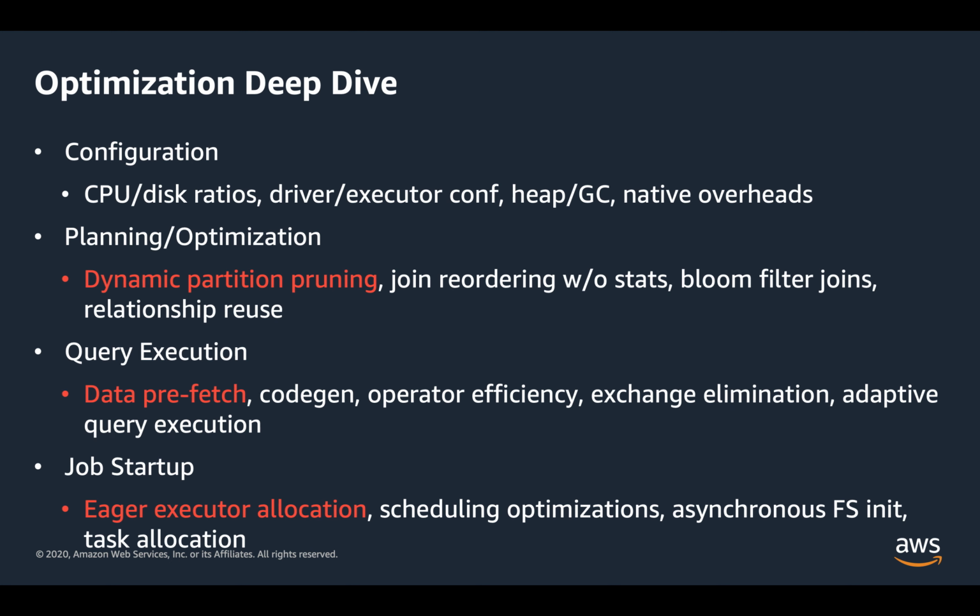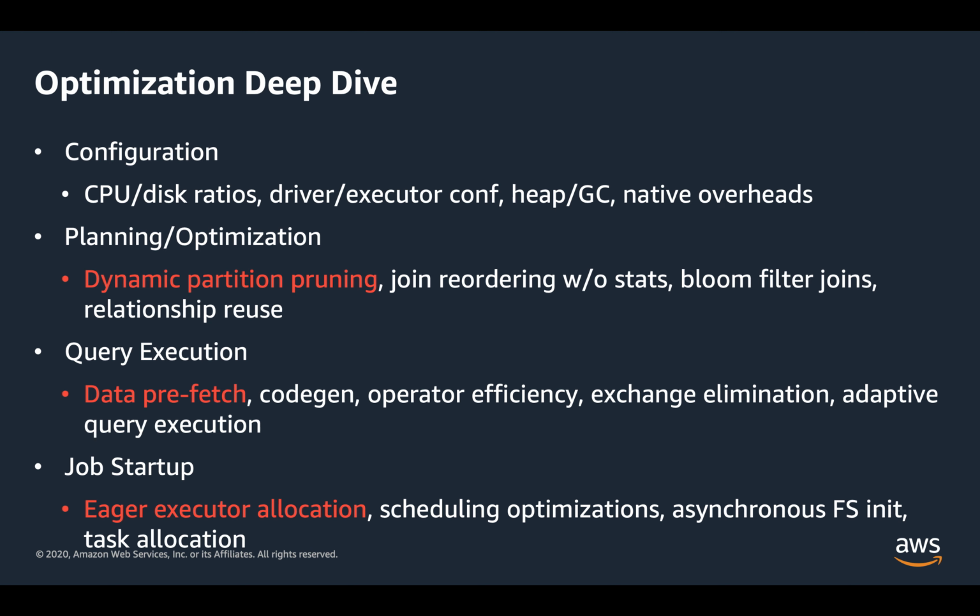So if you look at performance optimizations, it falls into 4 categories. Configuration changes, where we have done optimizations on CPU disk ratios, driver executor configurations, and much more. Planning optimization bucket, which includes improvements like dynamic partition pruning, join reordering, and more. Query execution bucket, which includes improvements like data prefetch, code gen, adaptive query execution, and more. And job startup bucket, which includes eager executor allocation, scheduling optimizations, task allocation, and much more.